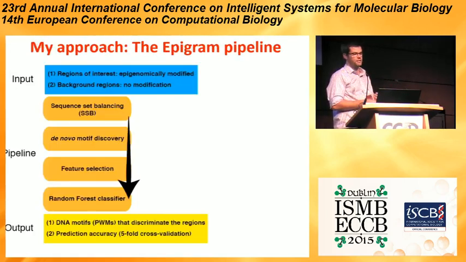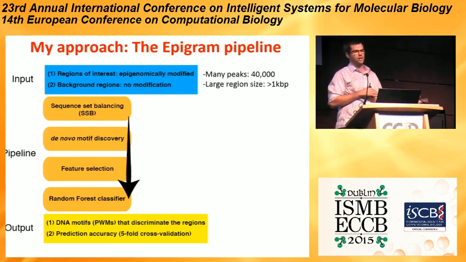So this is the sort of analysis scheme that I use to do the work. It's an analysis pipeline called Epigram, which I came up with. And at the core of it, you start with 2 sets of regions. You have your regions which you think have a modification, peaks which you've called, and then you have a background set of regions which don't have your modification. But in particular, I make sure that the background is mappable so that I know that it's not just a lack of mappability in the area giving rise to a lack of signal.